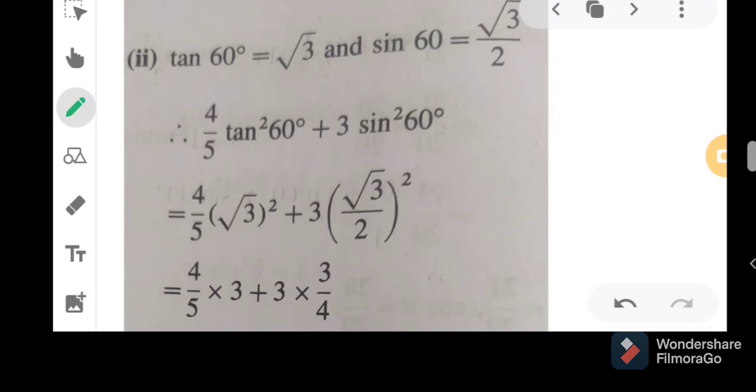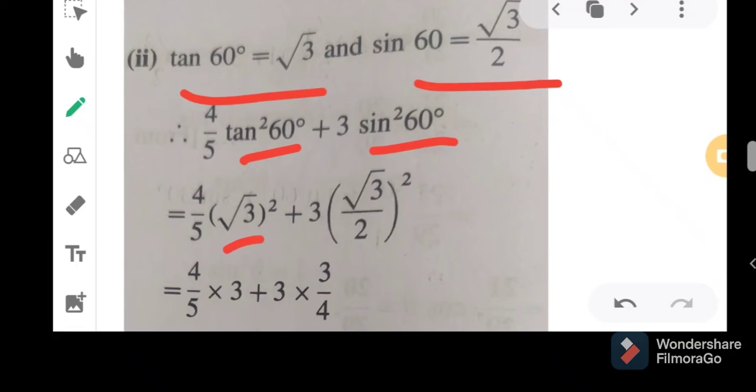Friends, we know that before finding the value of this expression, the values of tan 60 and sin 60 should also be known. We know that tan 60 is root 3 and sin 60 is root 3 by 2. So substitute the values of tan square 60 and sin square 60. Tan square 60 means tan 60 is root 3, and square of it means square of root 3. 4 by 5 into root 3 square plus this 3 as it is.